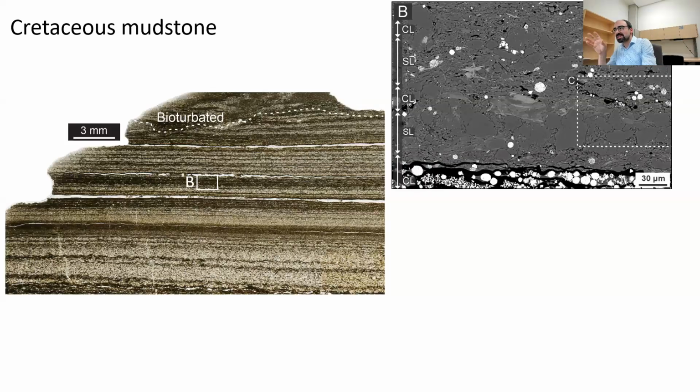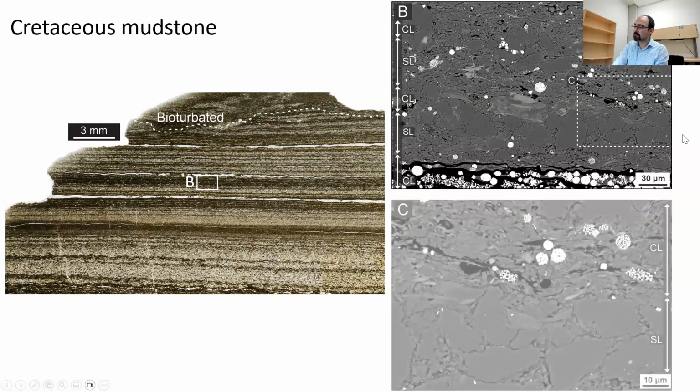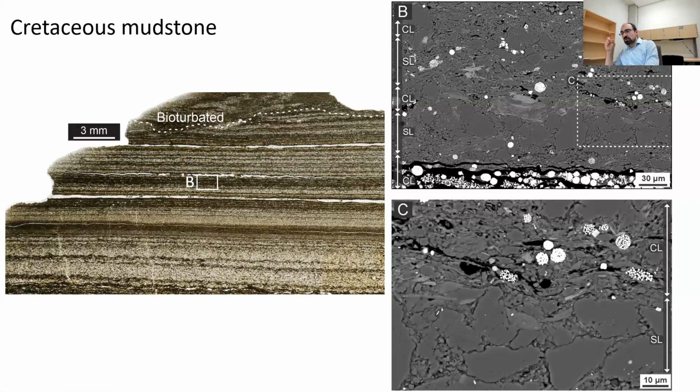What B shows here is an SEM image of the magnified white square in the thin section scan. And we can further magnify that on the area shown in C. This shows the textural detail of a silt-rich layer and a clay-rich layer. Again, look at the heterogeneity. Also take note of the scale.